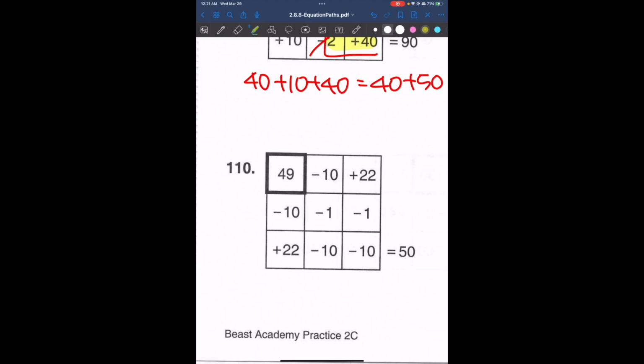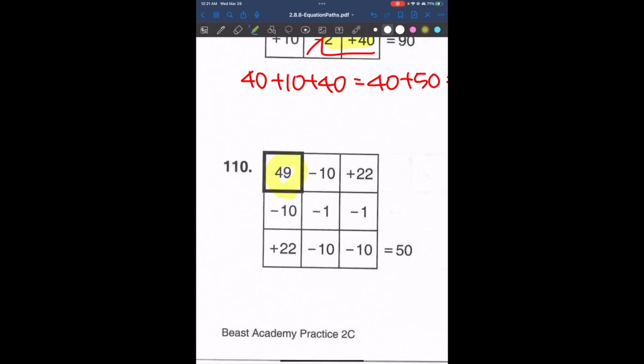Okay, so we'll look at problem 110 right now. The number that we're starting with is 49, and we want to end with 50. So 50 minus 49 is 1. And so all the numbers in the path must add up to 1 eventually.